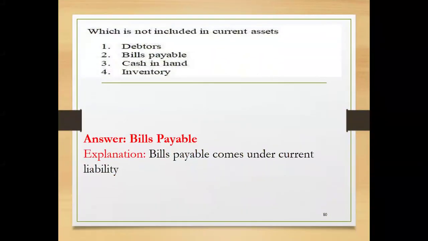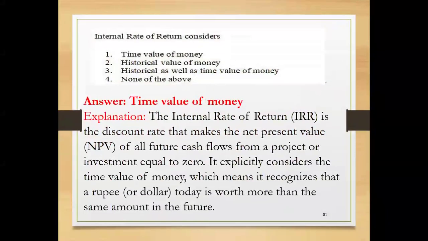Then, which is not included in the current assets: debtors, bills receivable, cash in hand, and inventory? So debtors, cash in hand, and inventory are current assets, whereas bills payable is a current liability. The correct answer: bills payable.